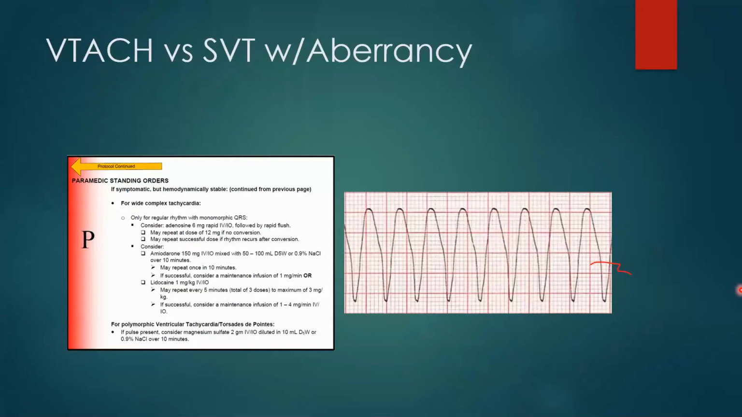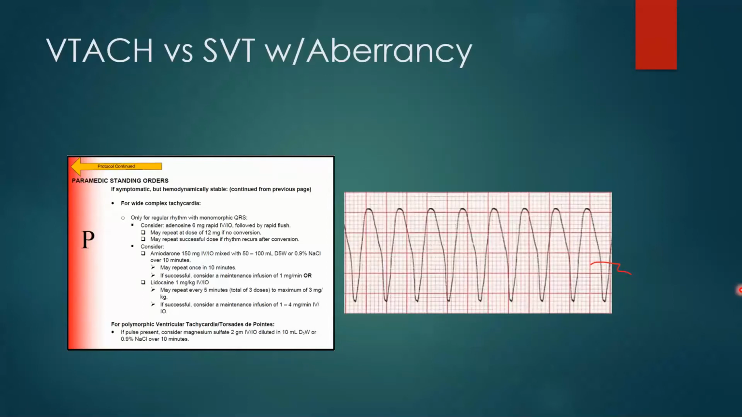Is it going to make a difference though? Are you wrong to just cardiovert the patient thinking, you know what, it's wide, it's fast, it's VTAC? They're stable, give them amiodarone. They're unstable, light them up. It doesn't change the fact.